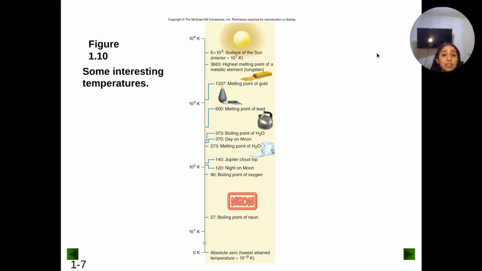6 times 10 to the third is the surface of the sun. The interior is 10 to the 7th Kelvin. And we haven't even hit 10 to the 4th Kelvin. So, it can get pretty intense.